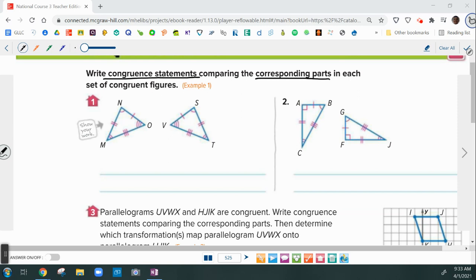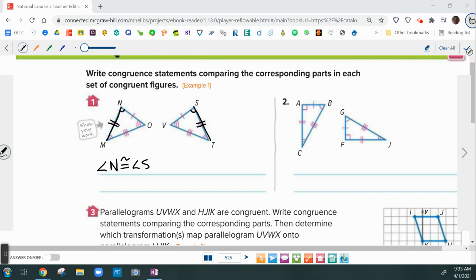We know the arcs and the hash marks tell us which ones are congruent. So we can see this arc here and this arc here, they have the same number of arcs, so those are congruent. So we would say angle N is congruent to angle S. And then I'll do one of the lines as well. I see that I have 2 hash marks here and 2 hash marks here, so those 2 lines are congruent.